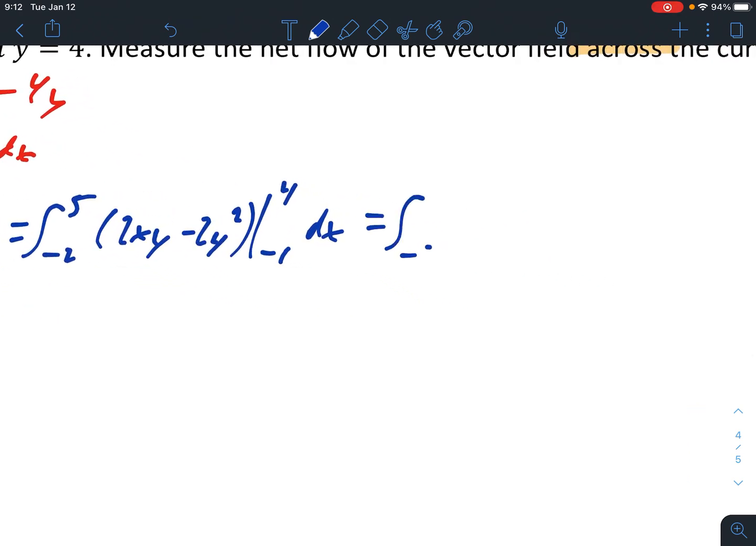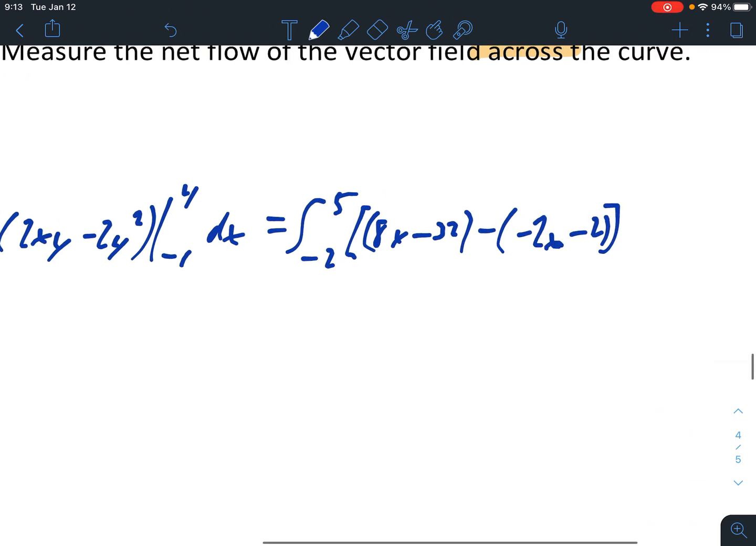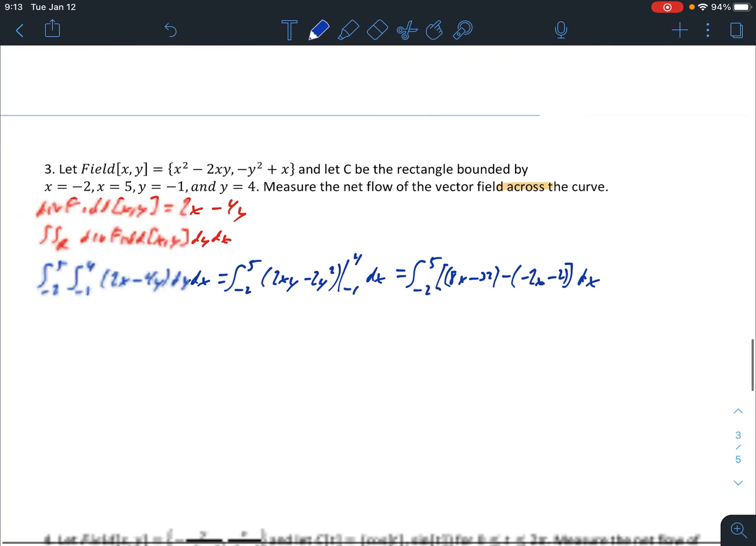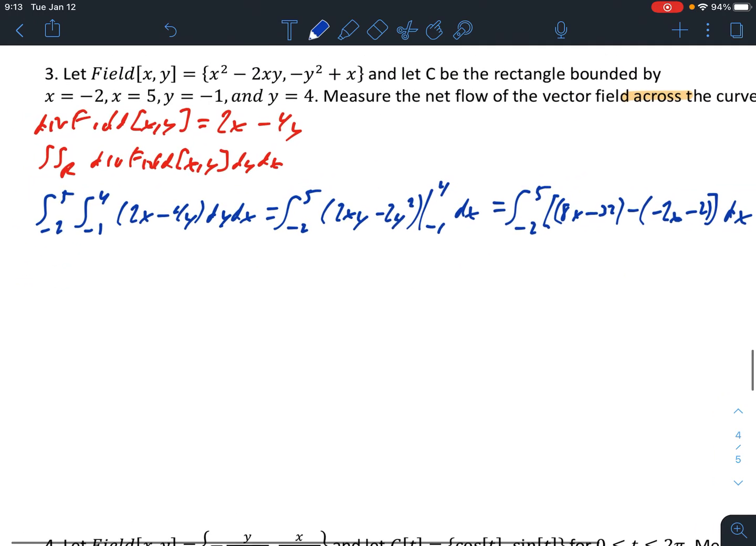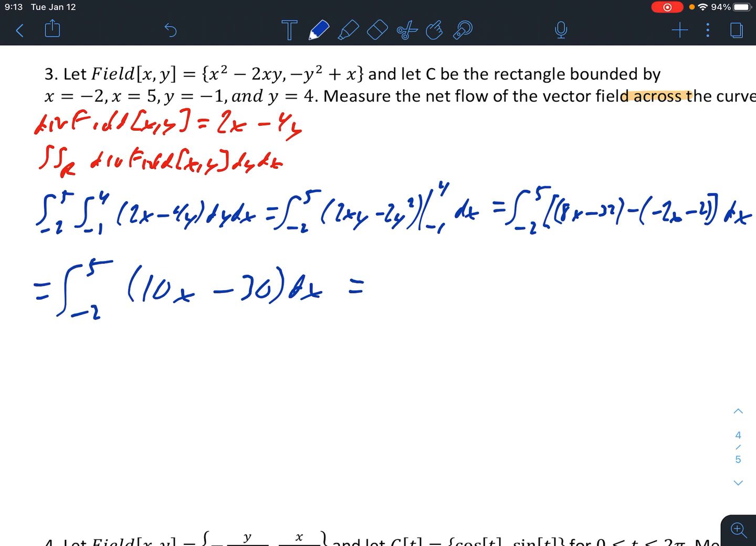All right, so if we substitute 4 in for y, we get 8x minus 32. If we substitute negative 1 in for y, we would get negative 2x minus 2. Let's simplify that a little bit first before we do anything further. 8x plus 2x is 10x. Negative 32 plus 2 is negative 30. And now integrating that with respect to x, we get 5x squared minus 30x.